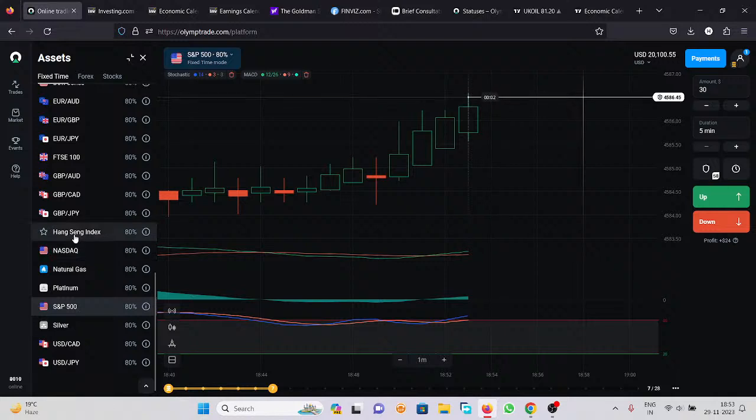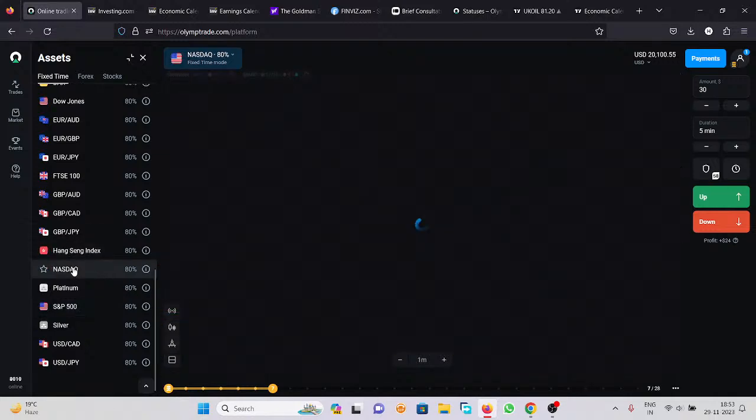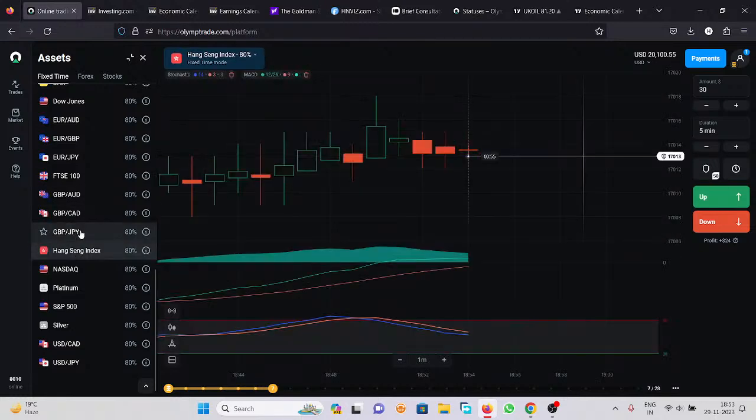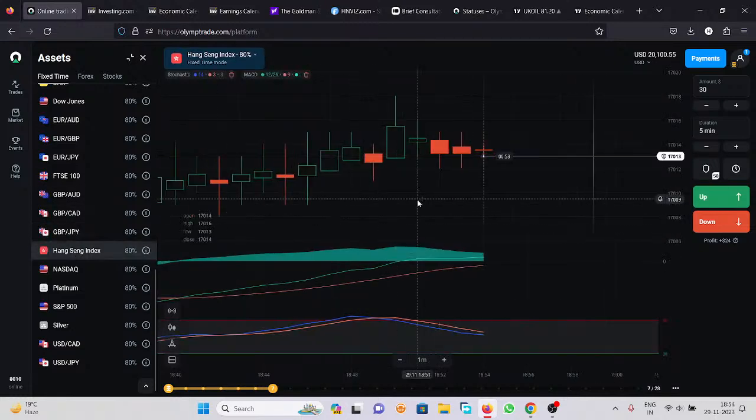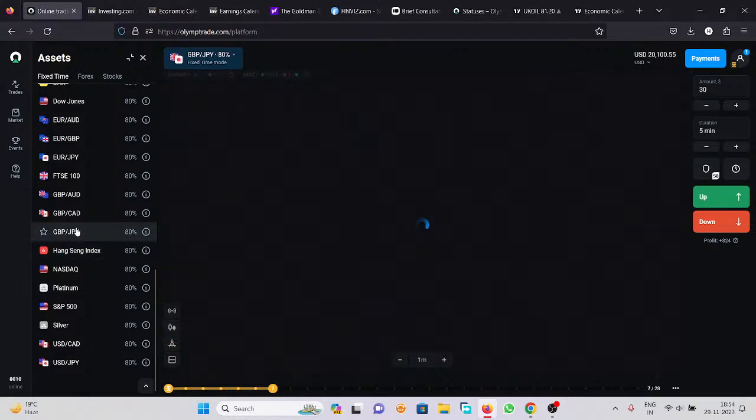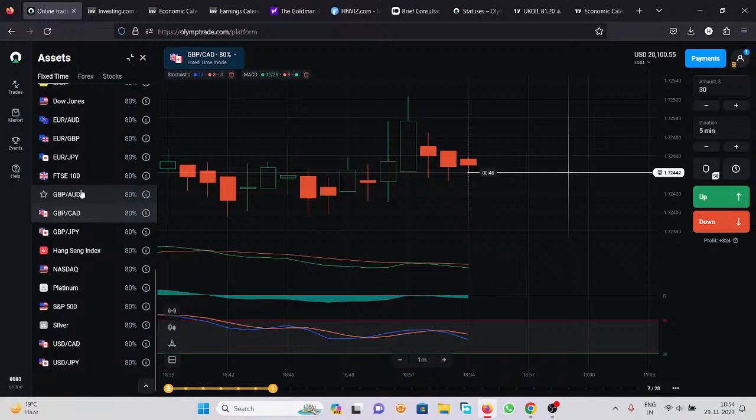So let's find some signal over here also. Maybe we will have, then we will open the trade. Not here. All right, there is a situation, but not too much. Good. GBP Canadian dollar. Yes, there is a situation. Okay.